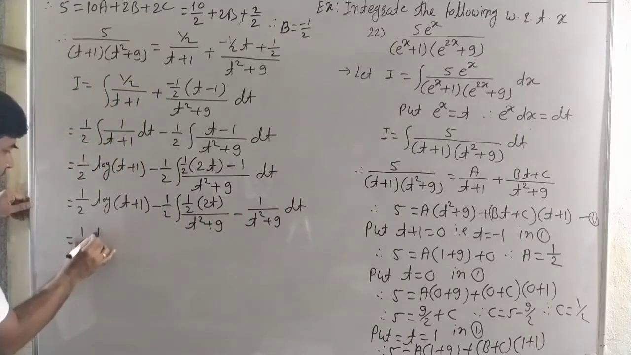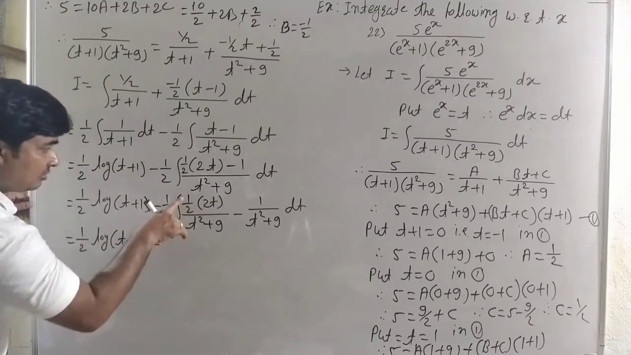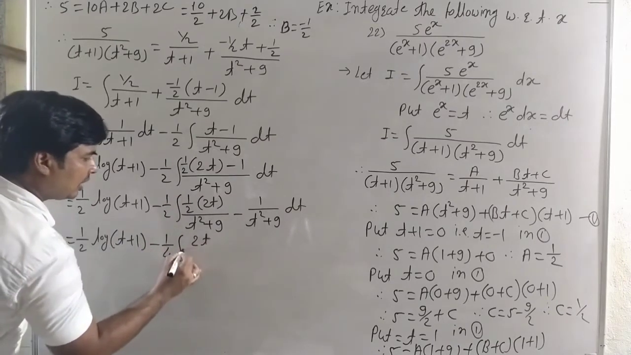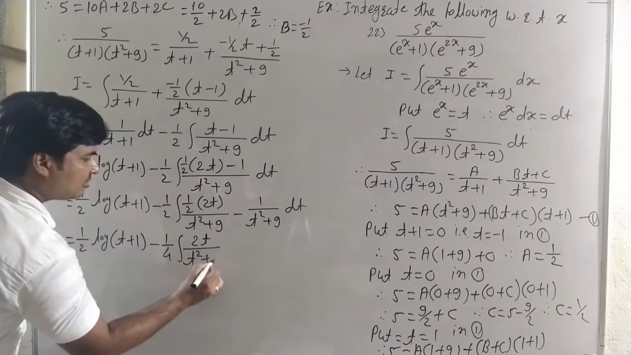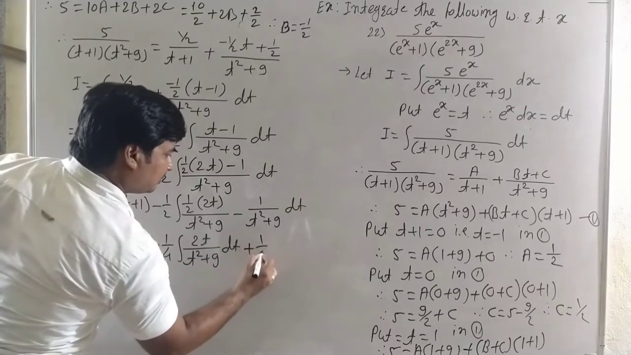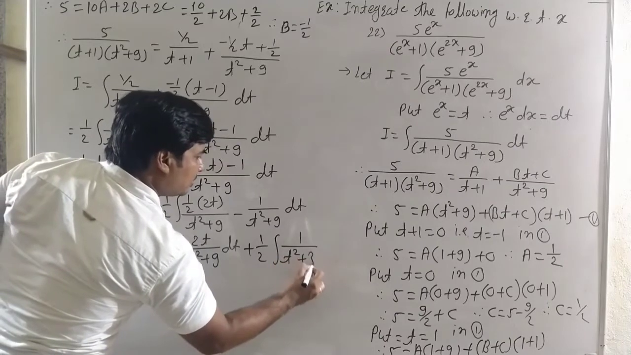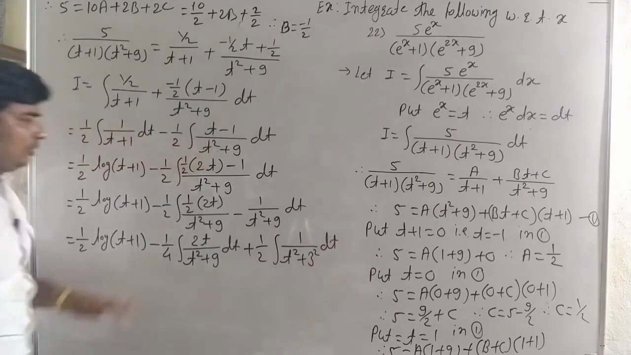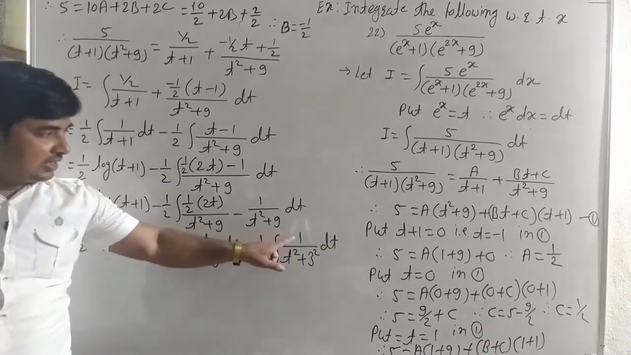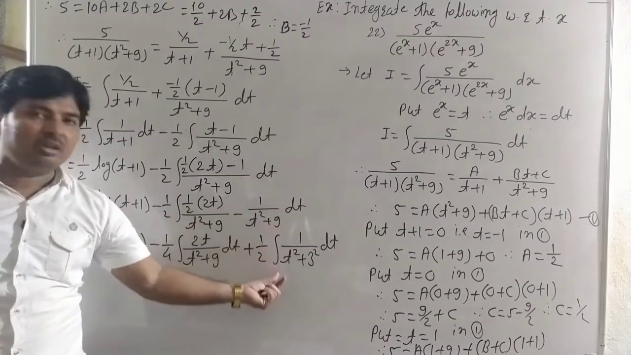Here 1 by 2 log of t plus 1, minus this 1 by 2 and this 1 by 2, it is 1 by 4 into integral of 2t upon t square plus 9 dt, minus 1 by 2, and this minus becomes plus, 1 by 2 integral of 1 upon t square plus 3 square dt. Now this integral is f dash of x upon f of x, and this integral is 1 upon a quadratic function. By completing the square we can solve this, but it is already a complete square.